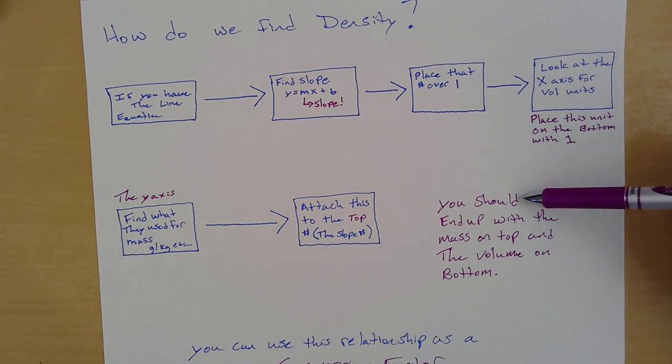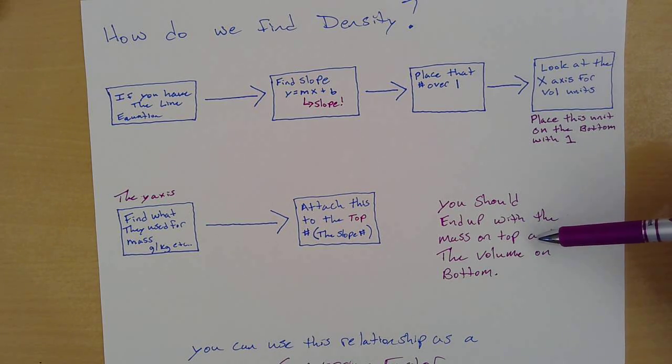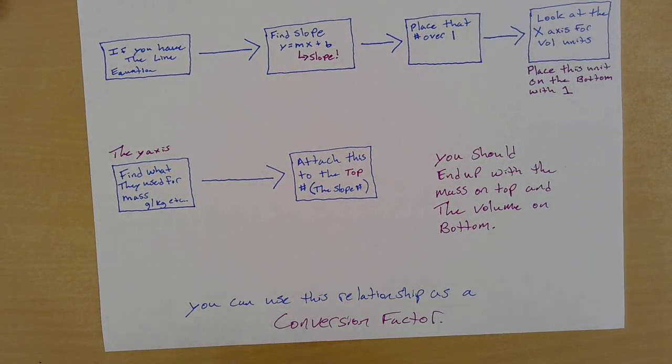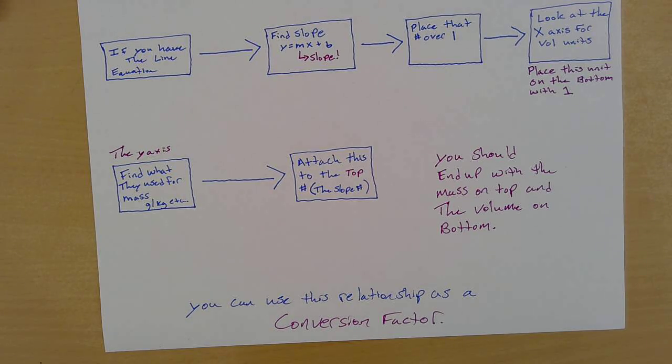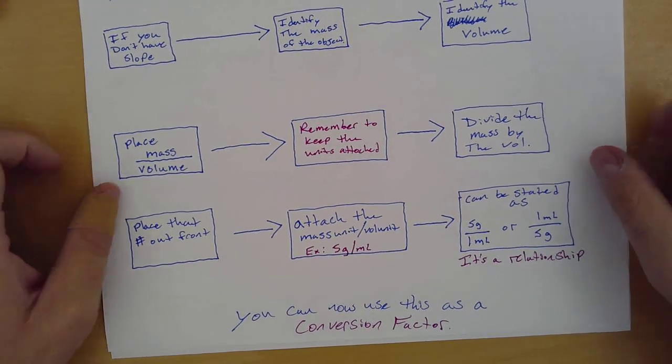Now this is a way to check if you did it okay. You should end up with the mass on top and the volume on the bottom. And the number on top is most likely not 1, except for water. Just use that as a check to make sure that you're doing okay with this. And then lastly, we can now use this relationship as a conversion factor. So now I can start thinking about how many grams I have, how many cubic centimeters I have, etc.